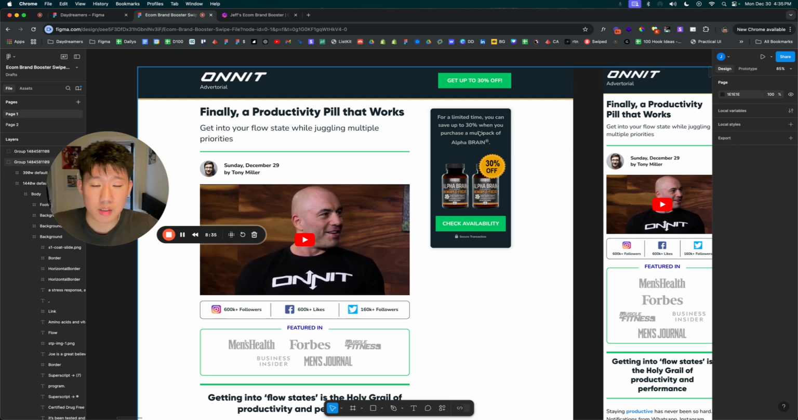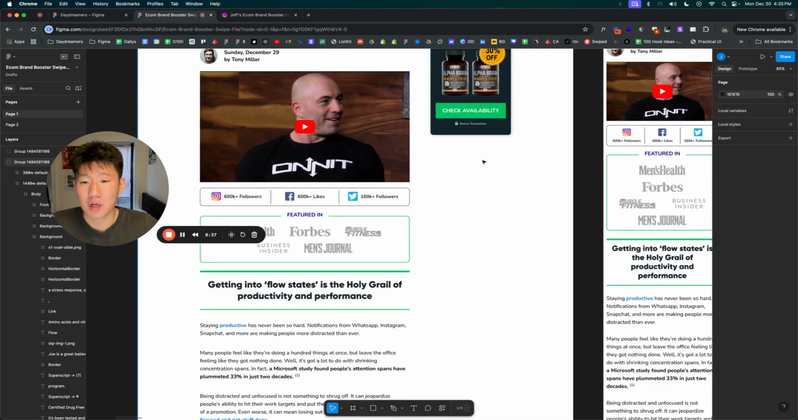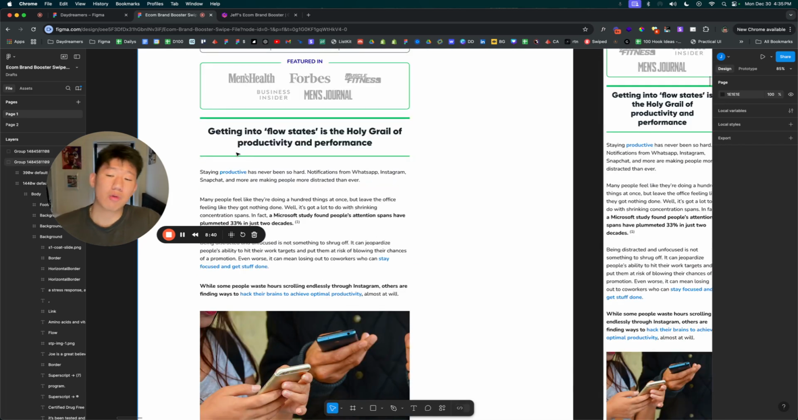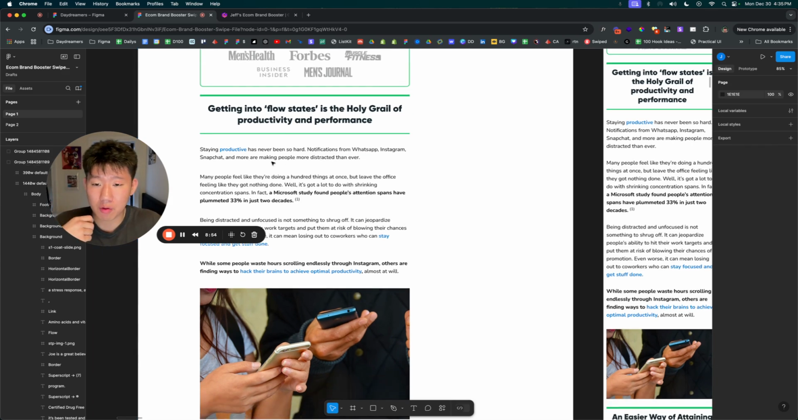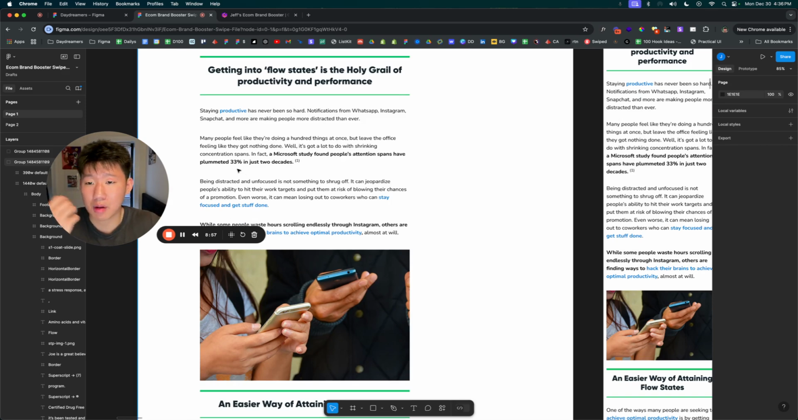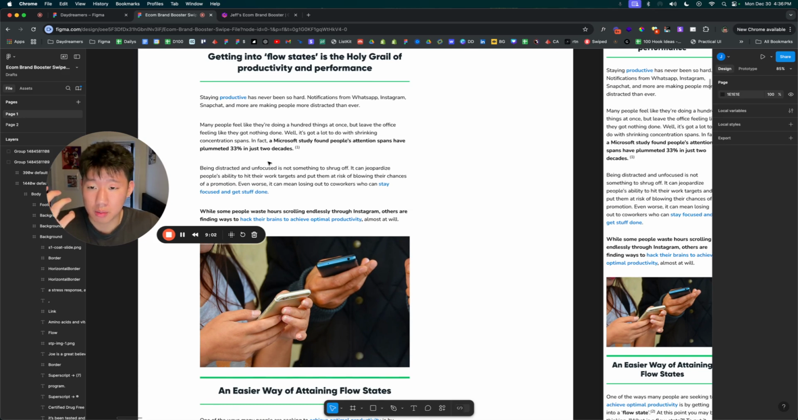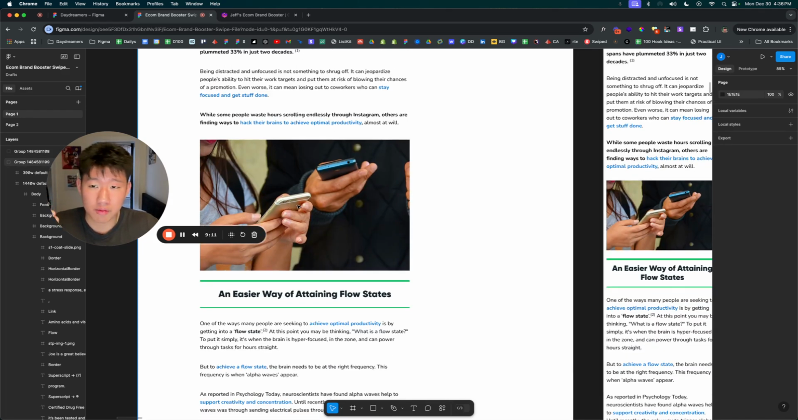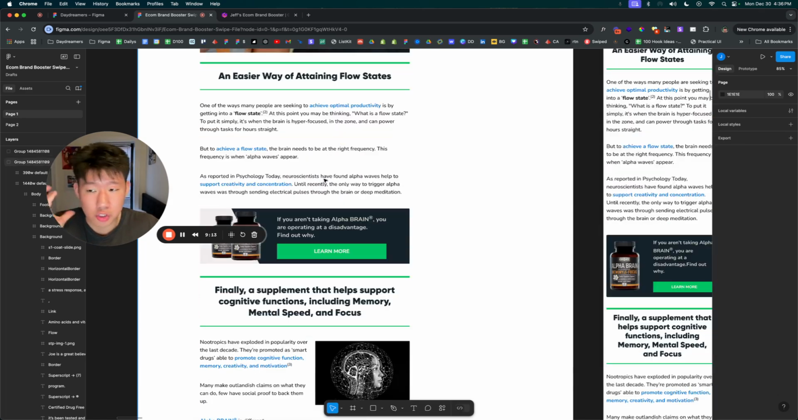And we have a nice sticky call to action right there. We have some social proof here. But we go right into the intro, which is introducing what a flow state is, or how flow state is the vehicle to being more productive and performing at a higher level. All right. So we're talking about, okay, this is what needs to be done. And this is almost introducing the problem, right? We have attention spans plummeting, people being distracted, unfocused, all of that because of phones and all this technology that we're just surrounded by.